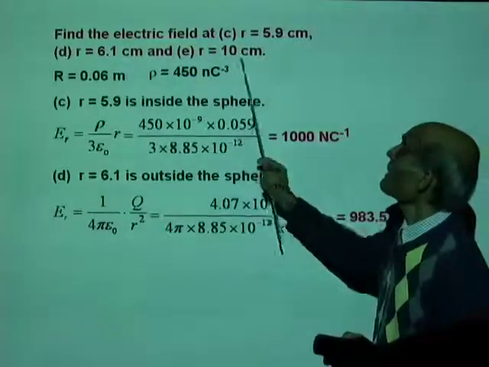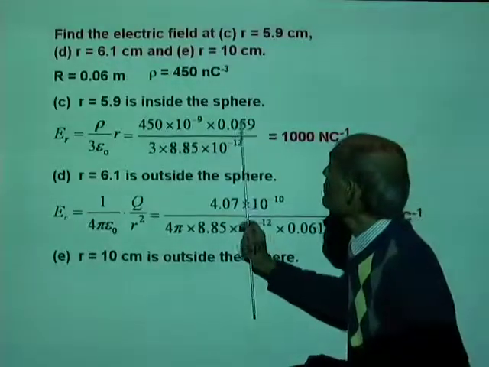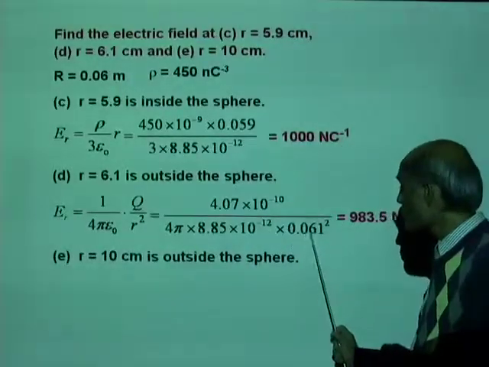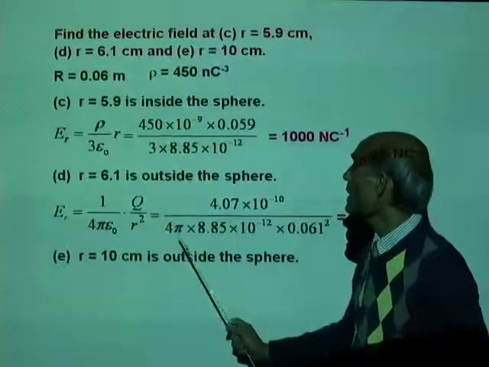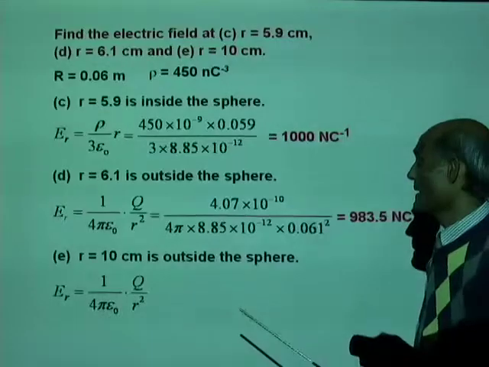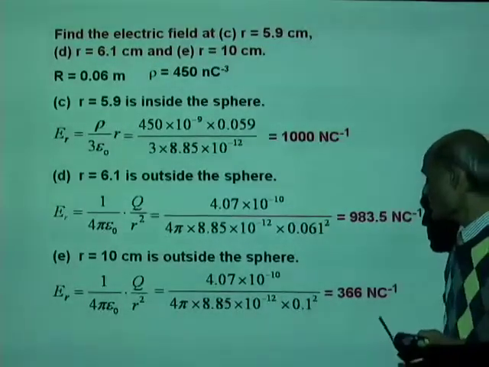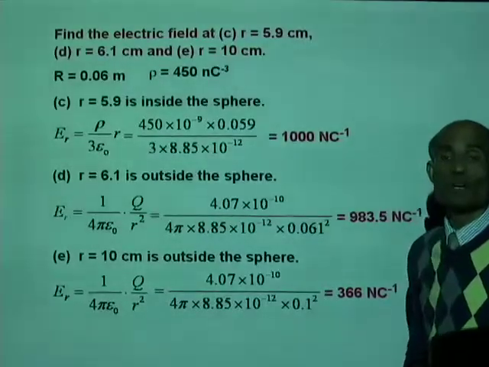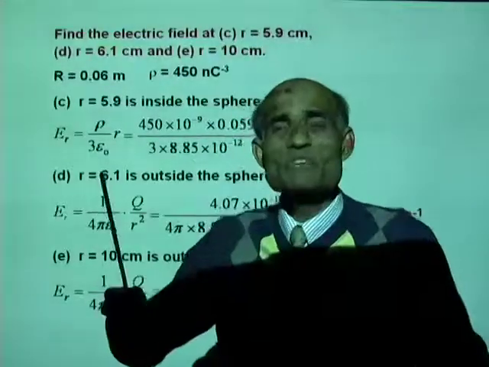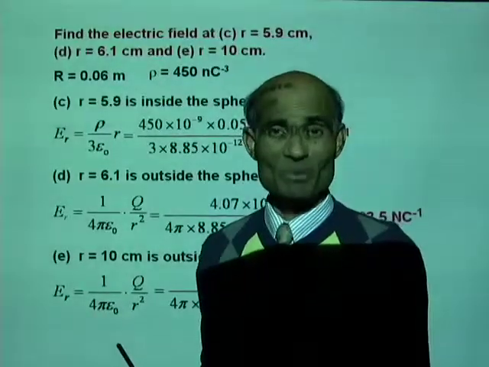How about the electric field at r equal to 10 centimeter? Well, the only difference is this distance. This distance 0.061 we used earlier will now become 10 centimeter or 0.1 meter. There you are, and that value is 366 Newton per Coulomb. Well, once you know the basic method, problem solving in these areas is fairly simple.